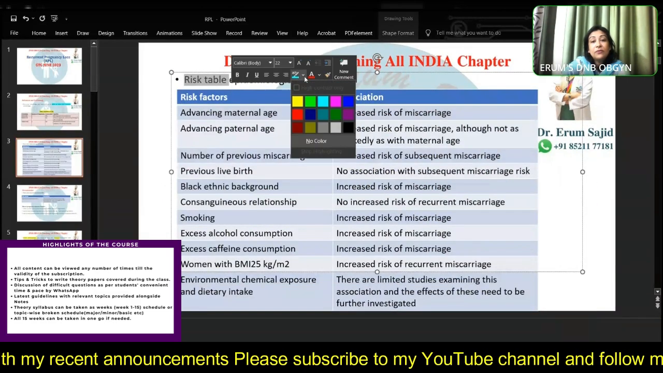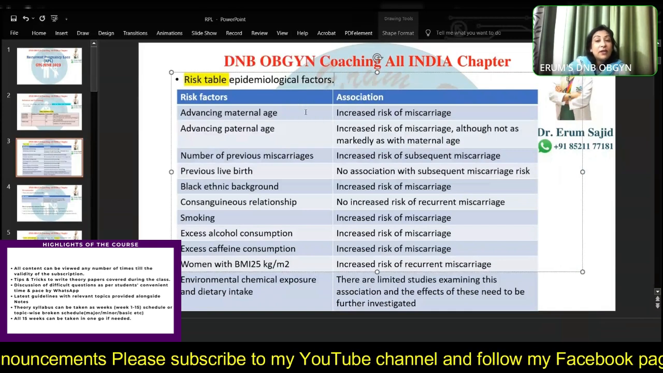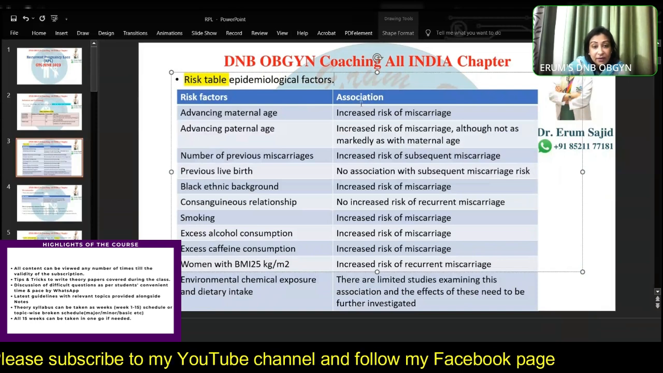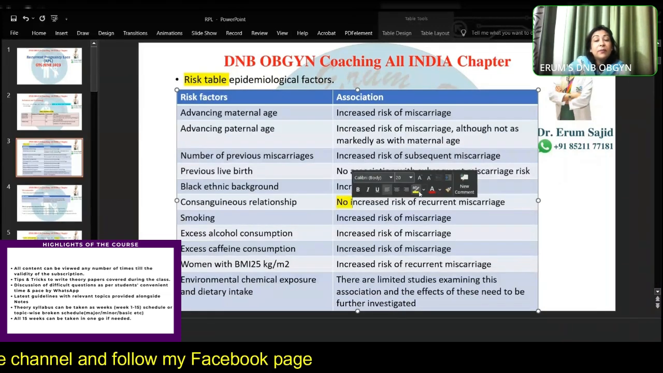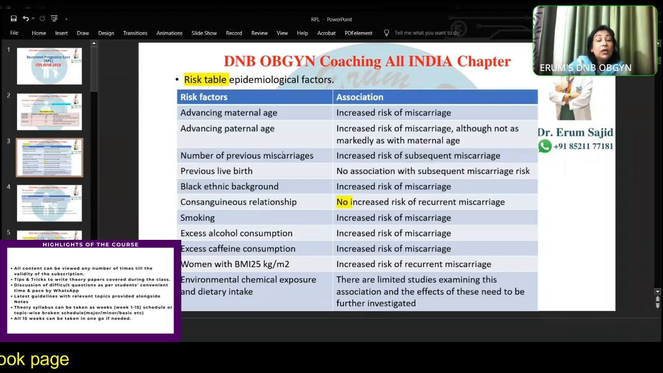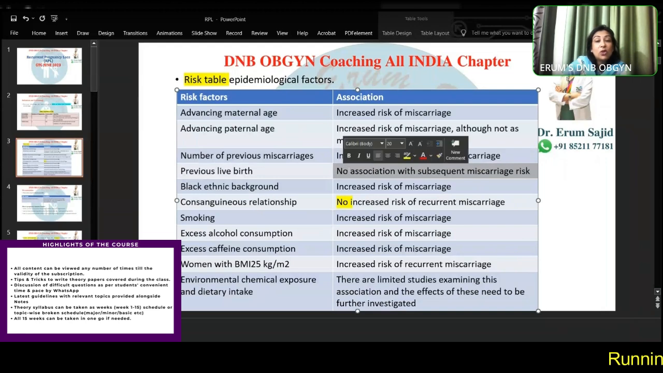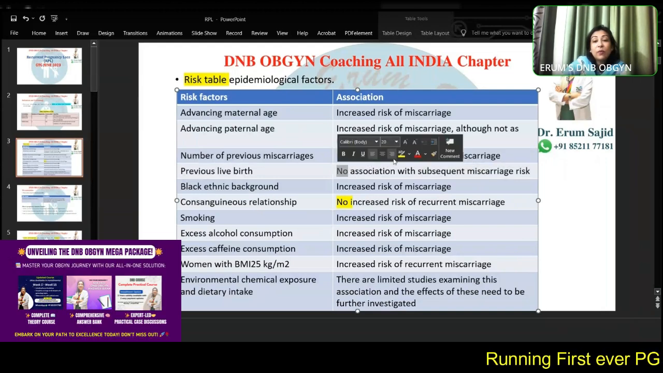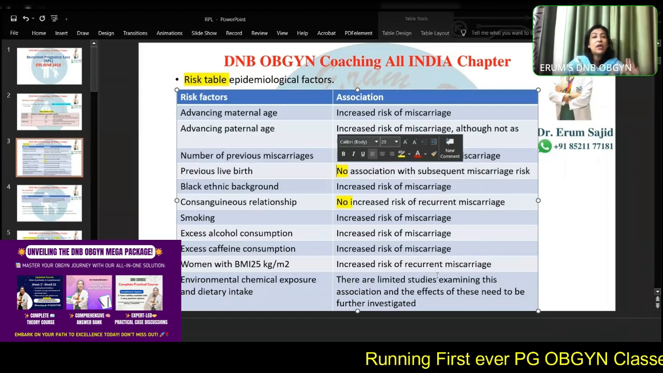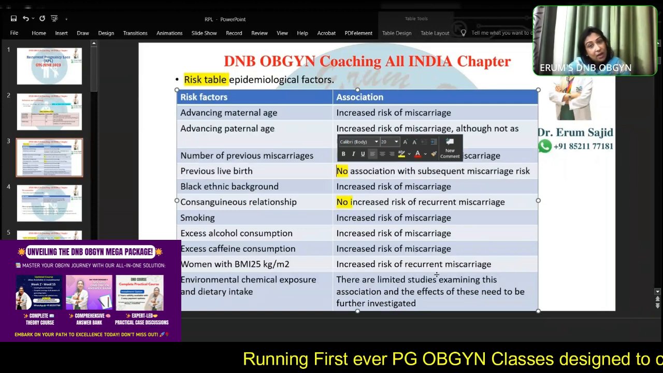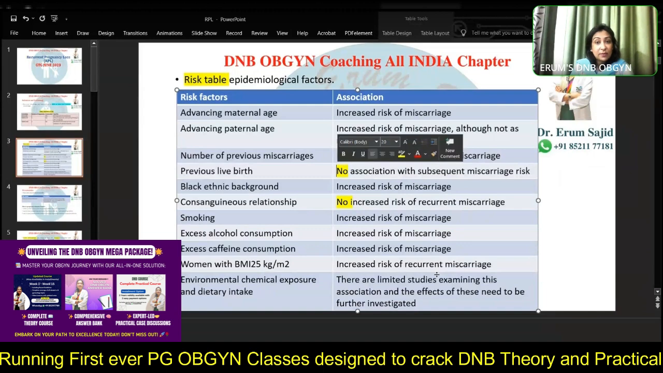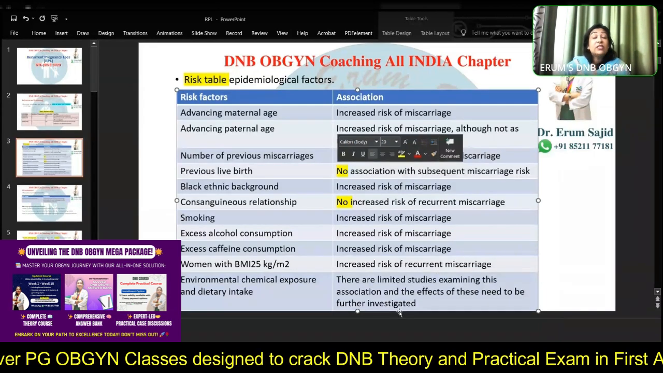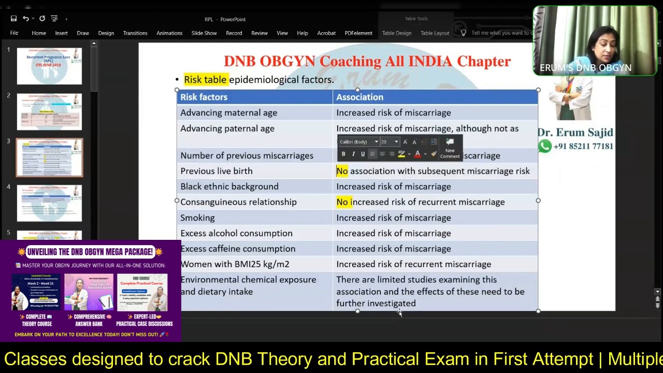There is a table of the different associated factors which have shown some kind of association. The entire table is associated except for non-consanguineous relationship; there is no increased risk of recurrent miscarriage. Otherwise, you see advanced paternal age, history of previous miscarriages, and one more thing: previous live birth has no association. It's not that if she's had one live birth, she cannot have recurrent pregnancy loss. There are patients who have had 2 live births and then recurrent pregnancy losses. So we are very scrupulous with them, because first of all, she fits into the criteria of recurrent pregnancy loss.